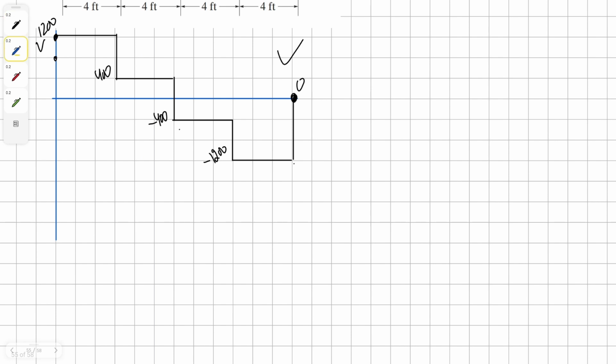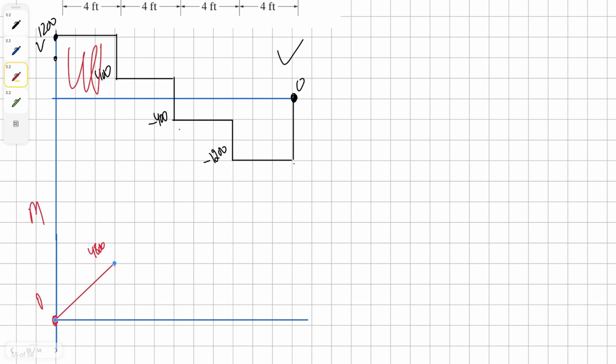And then similarly, we're going to draw our moment diagram here. Our moment diagram actually is going to be all positive. So we're going to begin at 0 for moment. And then we have this area, which is 1200 times 4, that comes up to 4,800. So for the first 4 feet, we're going upwards to 4,800 pound-feet, and it's going to be a first order curve. And then for this area, it's going to be 400 times 4, which is 1,600. So we're going to add another 1,600 to the 4,800, and we're going to get to the 6,400 mark. And it's going to be a first order curve.